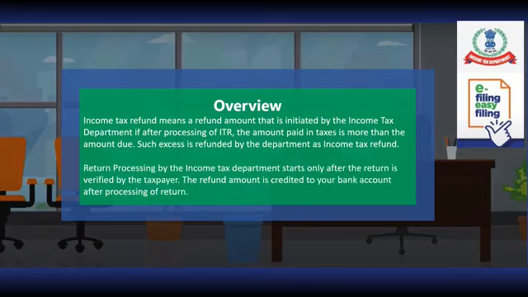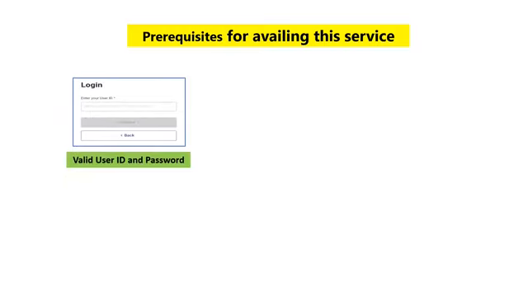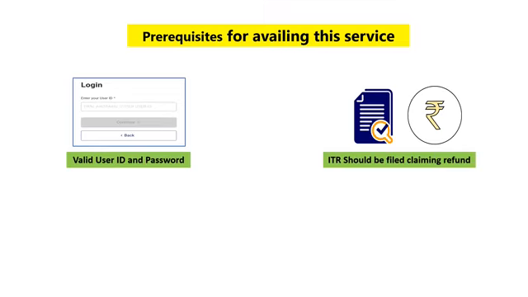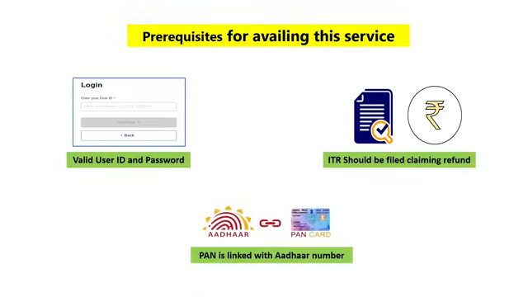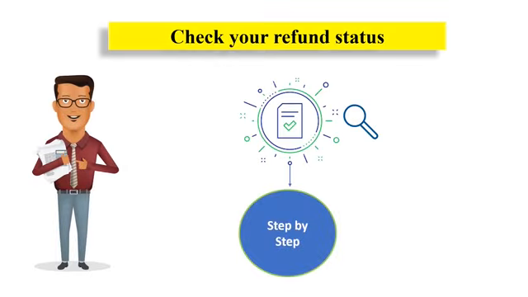Return processing by the income tax department starts only after the return is verified by the taxpayer, and the refund amount is credited to the bank account of the taxpayer after processing of income tax return. In order to access the functionality of Know Your Refund status, you should have a valid user ID and a password of the e-filing portal. You must have filed an income tax return claiming the refund, and it is advisable that your PAN is linked with your Aadhaar. Let us now see step by step how we check the refund status.